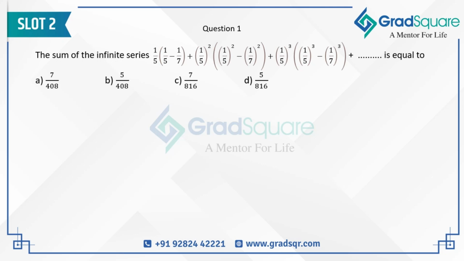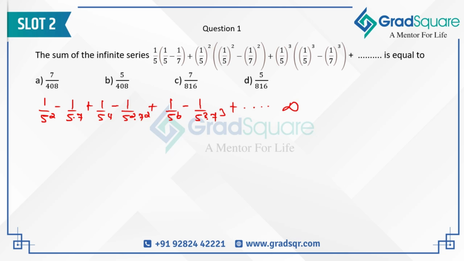In this question, we have to find the sum of the infinite series. First of all, I'm going to open up the bracket. That is going to give me 1/5² − 1/(5·7) + 1/5⁴ − 1/(5²·7²). Next, it will be 1/5⁶ − 1/(5³·7³), and this is going to continue till an infinite number of terms.